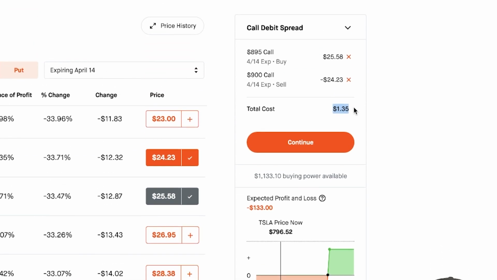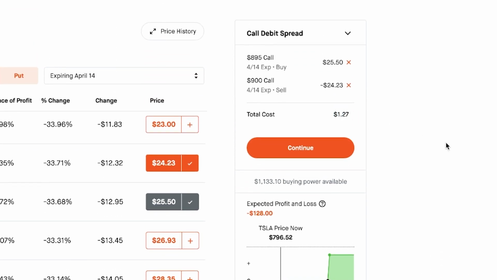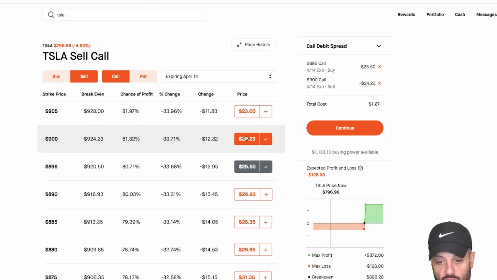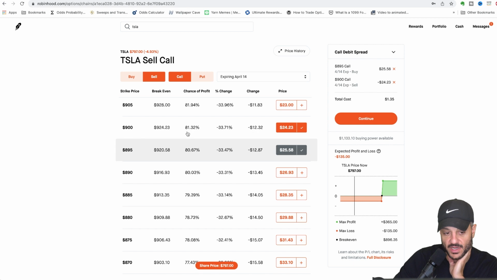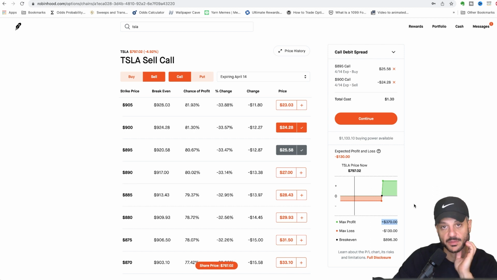Because it's only costing you $1.35 or $135 per contract, as opposed to $2,400 to buy the 900 call and losing $74 a day just by holding it, right? In this case, you could buy this for $135. If Tesla's even a penny over 900 by expiration date, in this case we have over a month left till expiration, then you get to bank almost 3x at $370. Not quite 3x, but under 3x.